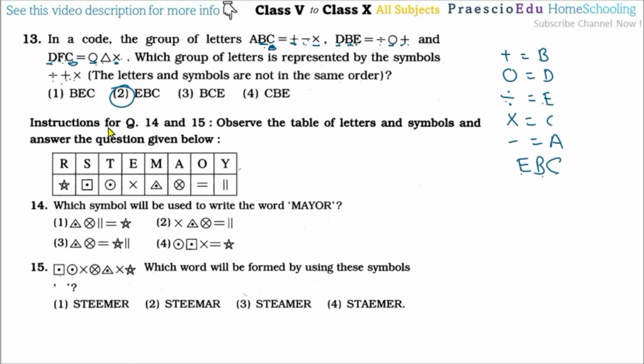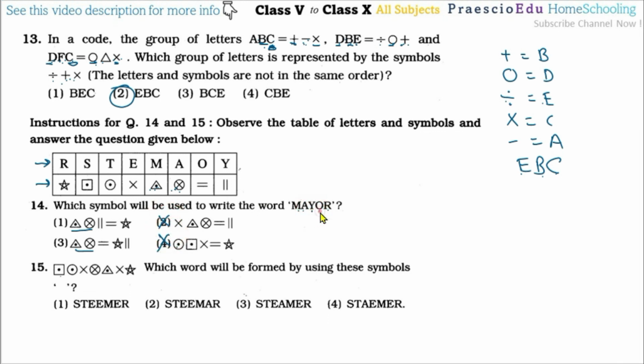Then instructions for questions 14 and 15. Observe the table of letters and symbols and answer the questions given below. So there are the letters and the symbols. Which symbol will be used to write the word MAYOR? M and A, these two symbols will come first. These two symbols are shown here and here, but options 4 and 2 are different ones. That's why options 2 and 4 are incorrect.